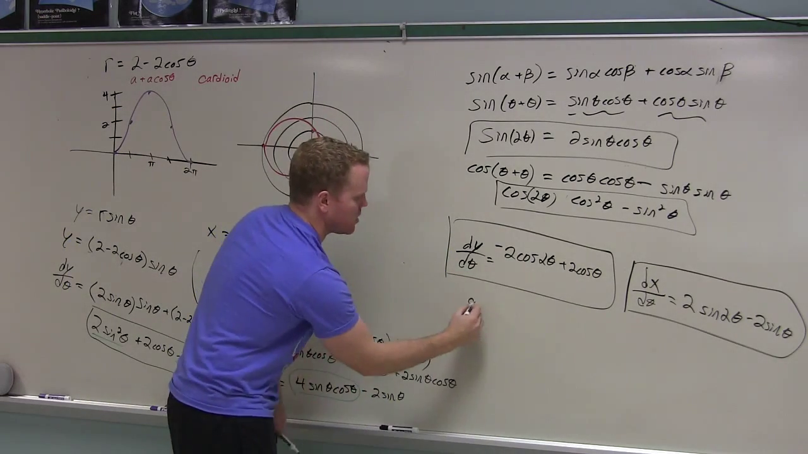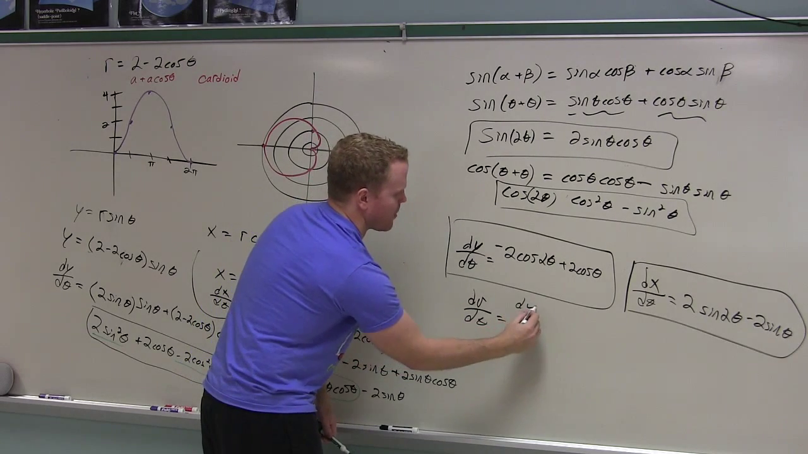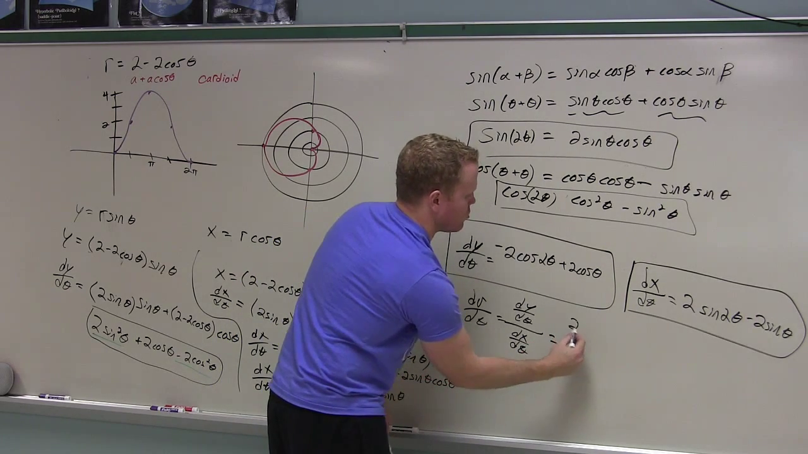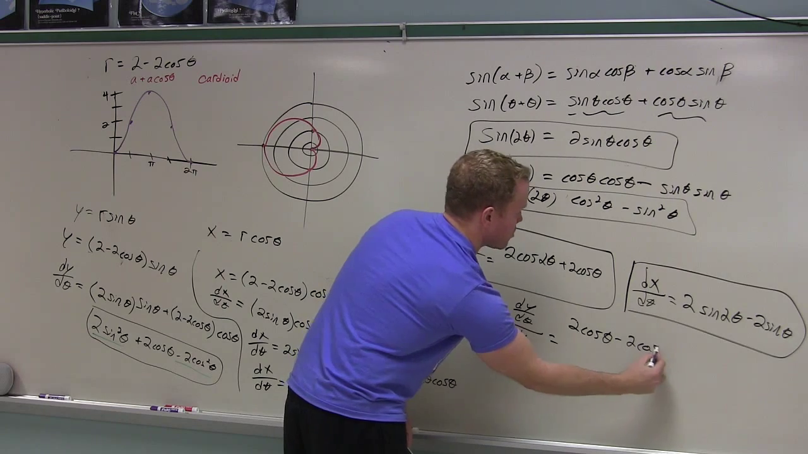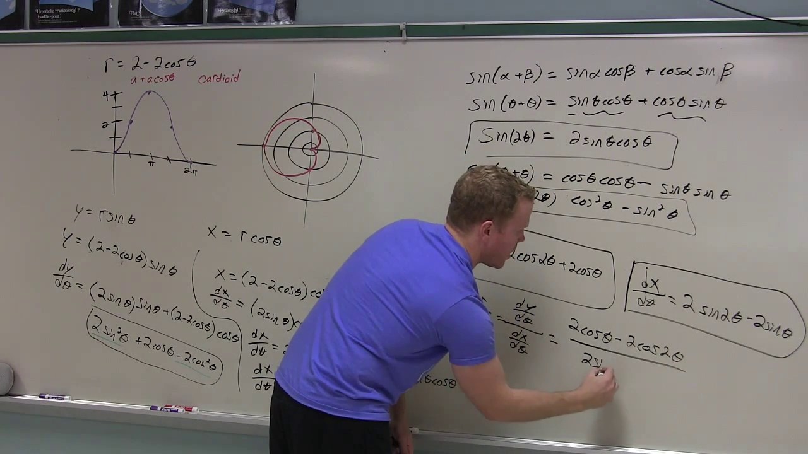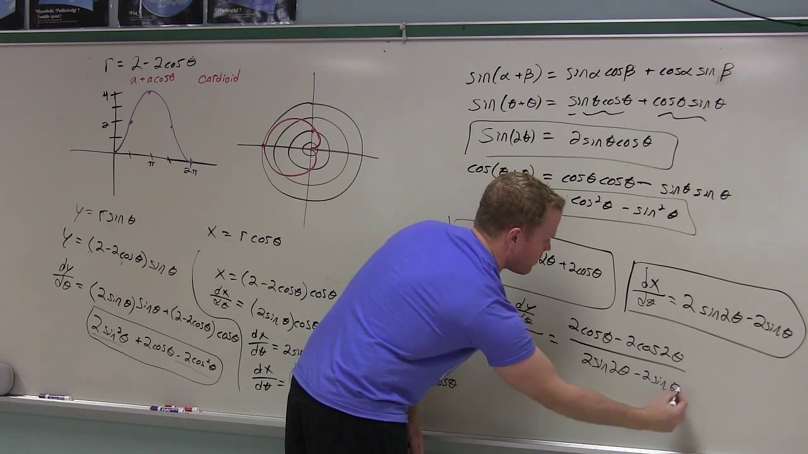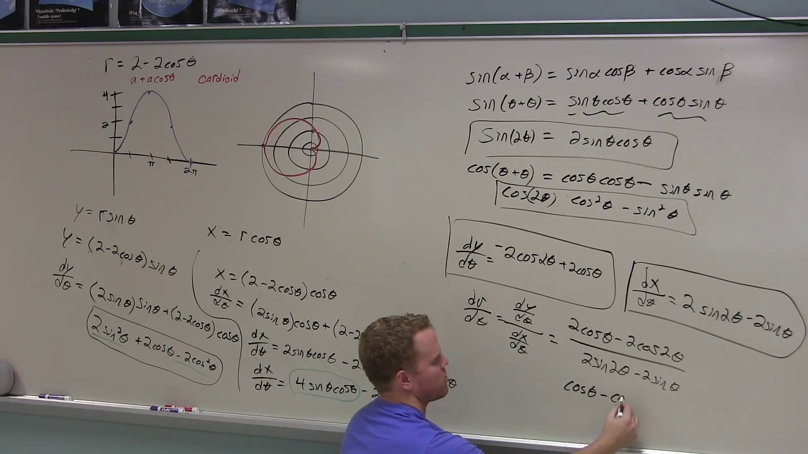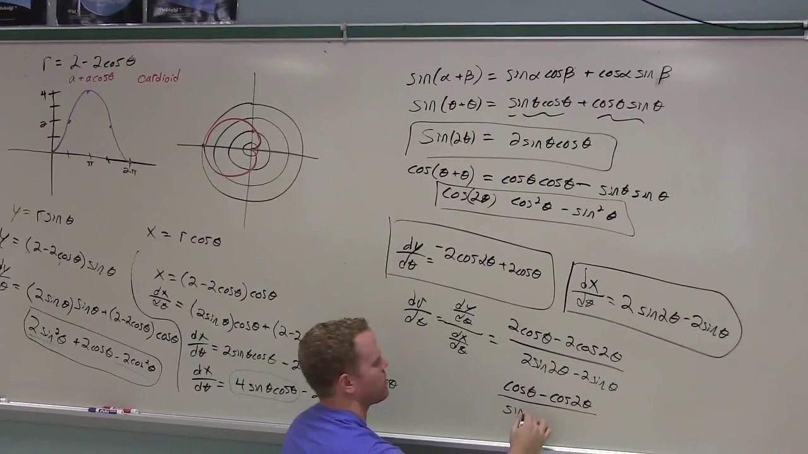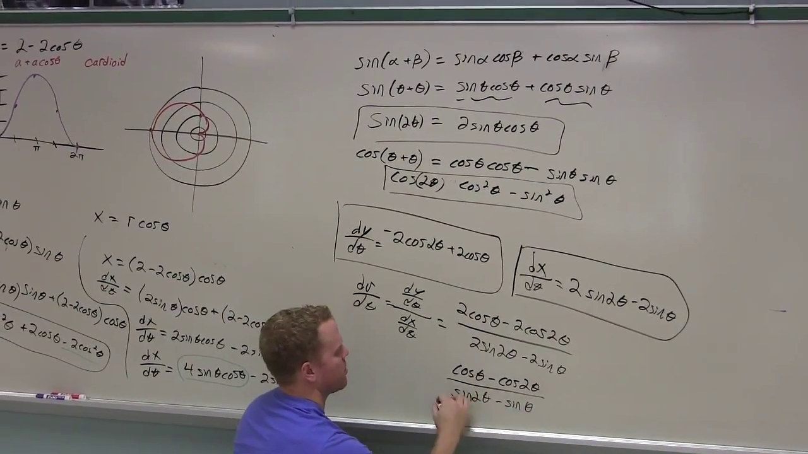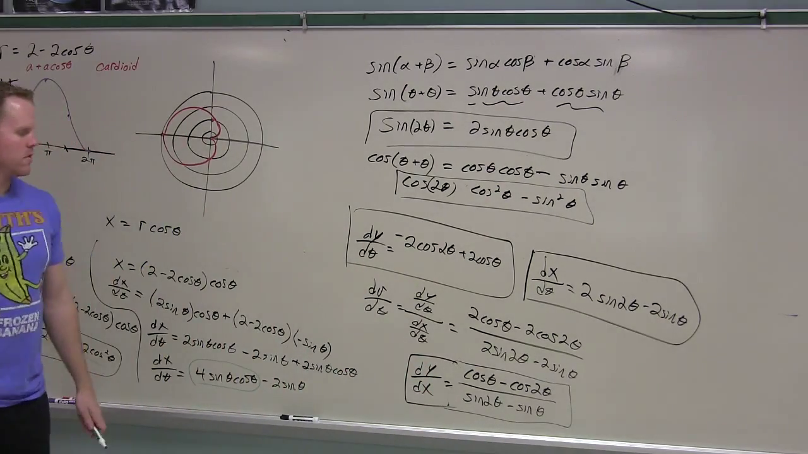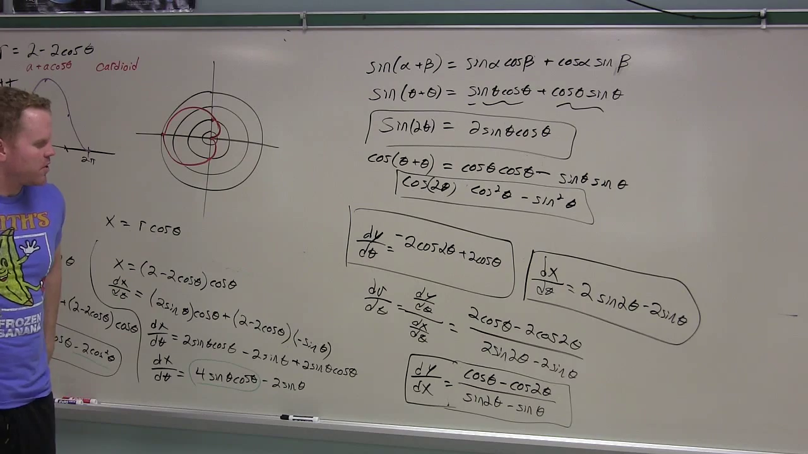So now if I want dr d theta, I just need to take dy d theta divided by dx d theta, and I just get 2 cosine theta minus 2 cosine 2 theta over 2 sine 2 theta minus 2 sine theta, which is probably better if I just cut everything in half and call this cosine theta minus cosine of 2 theta over sine of 2 theta minus sine of theta. It's probably our nicest derivative. All right. Nice. So, derivative successfully found.